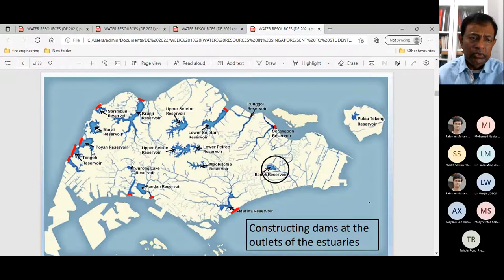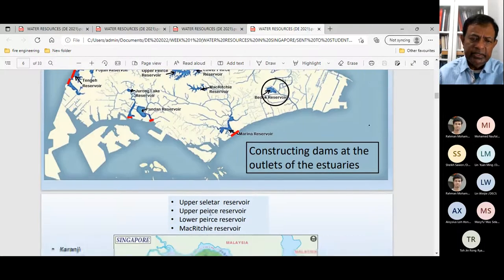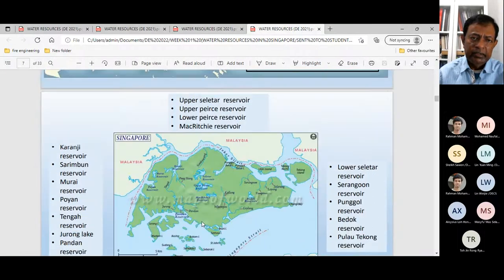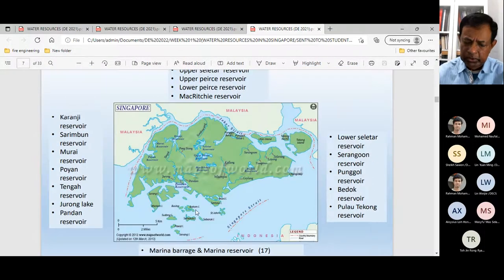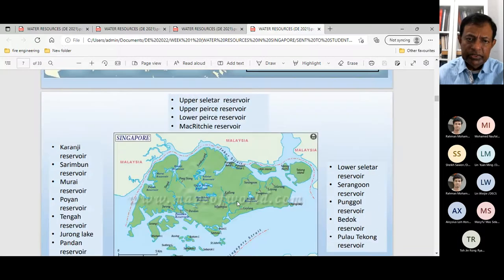So overall within Singapore, the PUB has constructed altogether 17 reservoirs. You can see that this is the information about the number of reservoirs which have been developed.